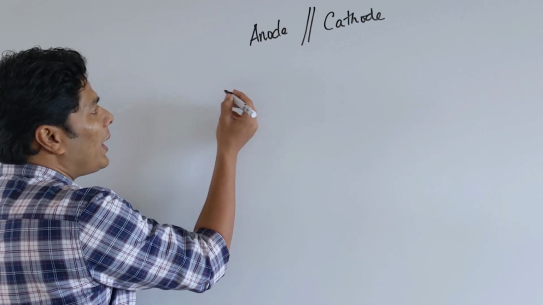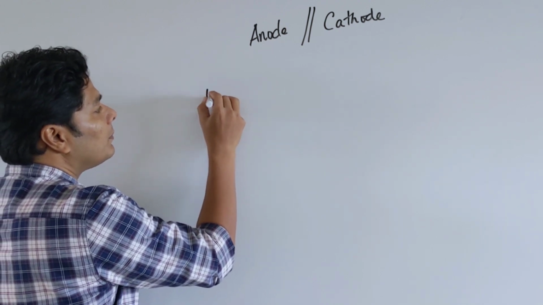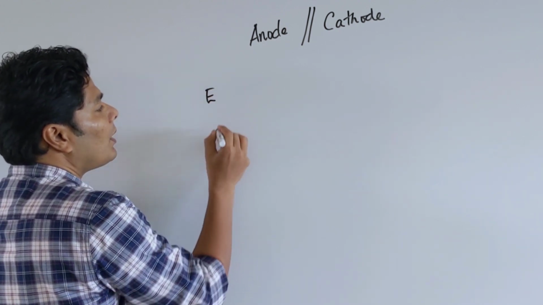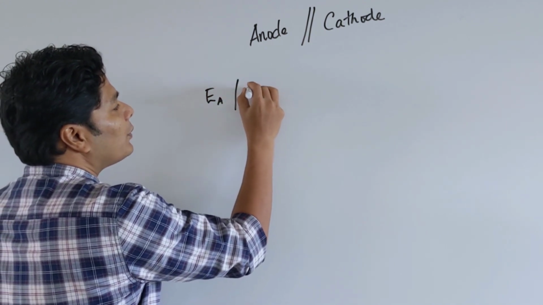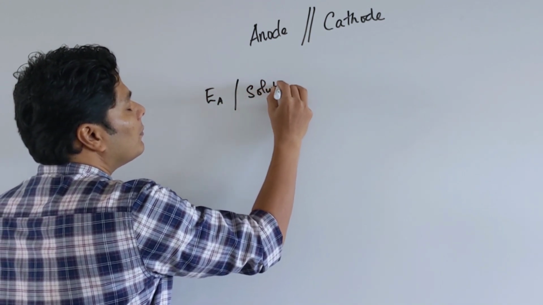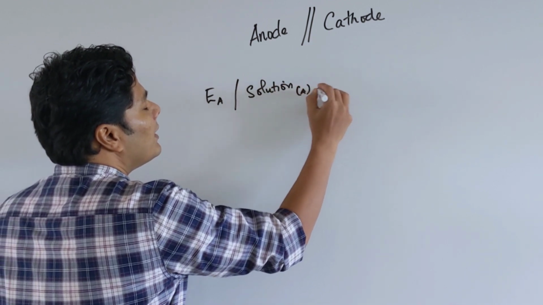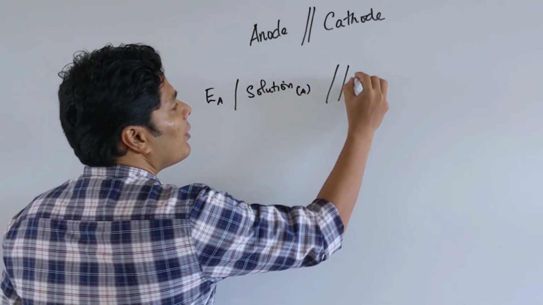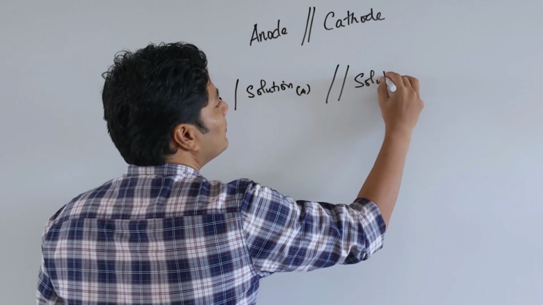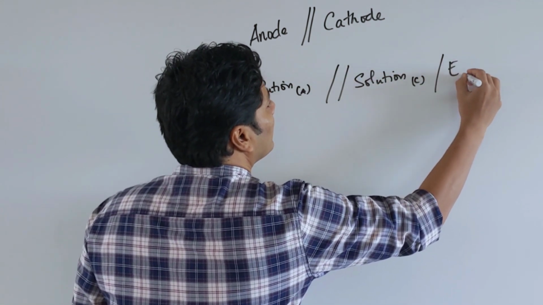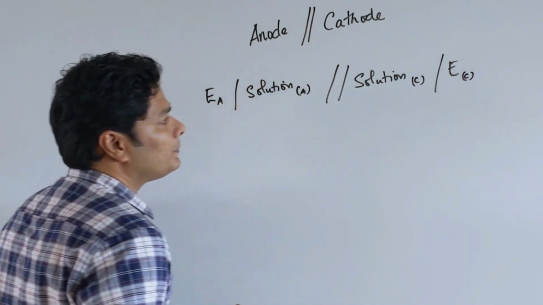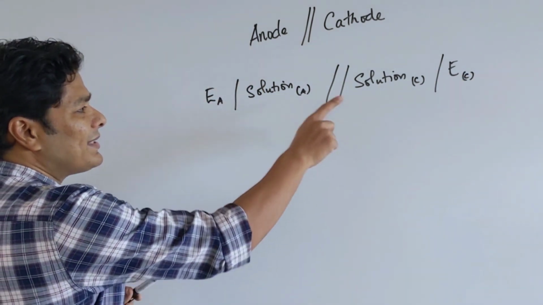Now usually what you have is an electrode of the anode and the solution of the anode, separated by a salt bridge from the solution of a cathode and an electrode of the cathode. Now this is the basic representation.